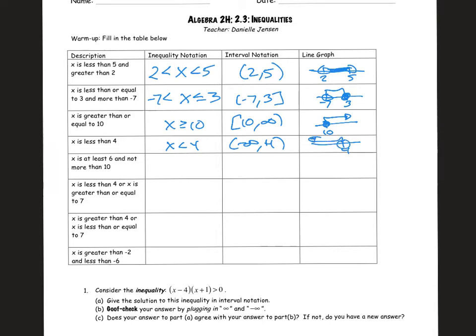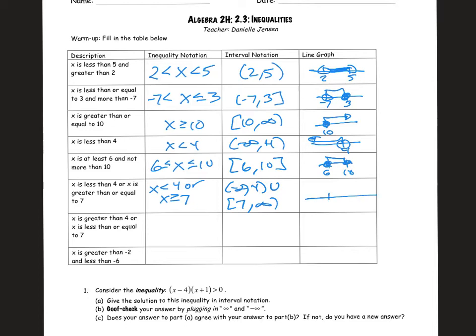X is at least 6 and not more than 10, so between 6 and 10 inclusive, which means you'll use brackets, and 6 and 10 are filled in with everything in between. Now we've got X is less than 4 or X is greater than or equal to 7. In this case, I can't write it as one single inequality. I have to write X is less than 4 or X is greater than or equal to 7, and when I write it in interval notation I use my union symbol, which we're now used to. So 4, everything to the left and not including 4, and then 7 filled in, everything to the right.